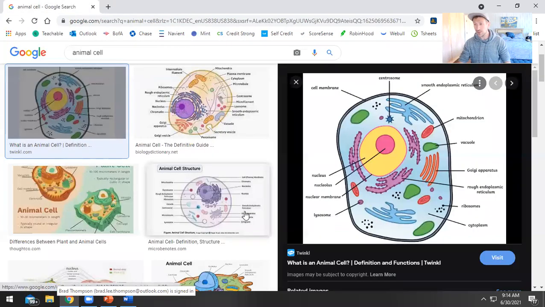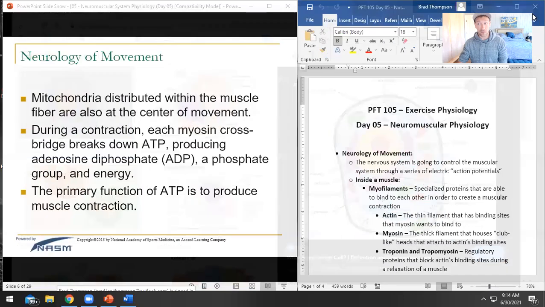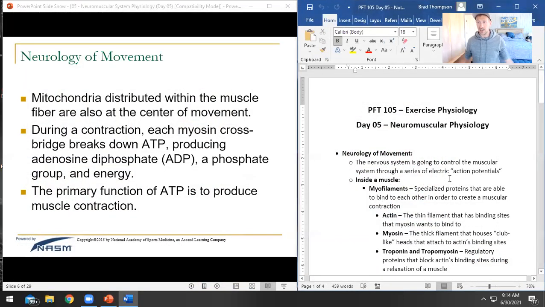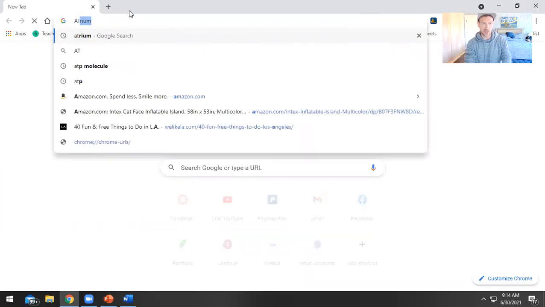So your muscle cells have a lot of mitochondria because it takes a lot of energy to do all this. During a contraction, what's going to happen is you are going to have what's called a myosin cross bridge. We'll talk about myosin in just a second, but that's the little protein that's able to actually contract, where it basically breaks down an ATP molecule and converts it into ADP. Because remember how ATP works.